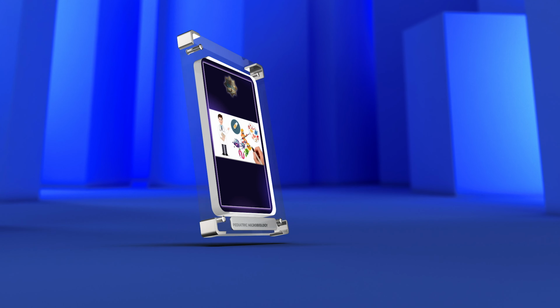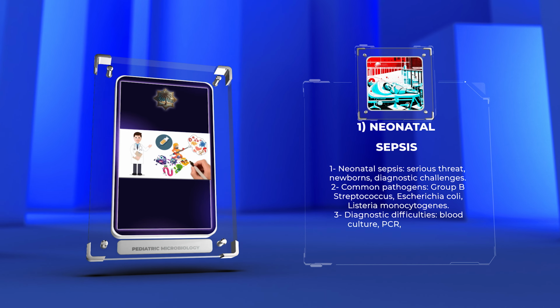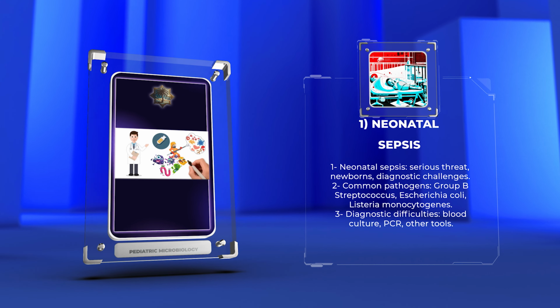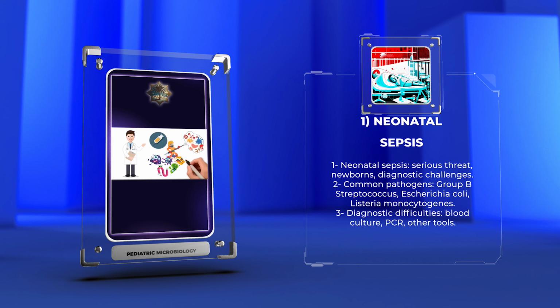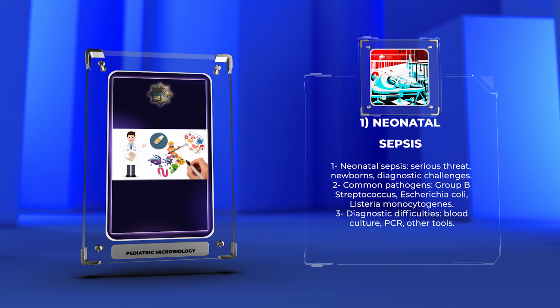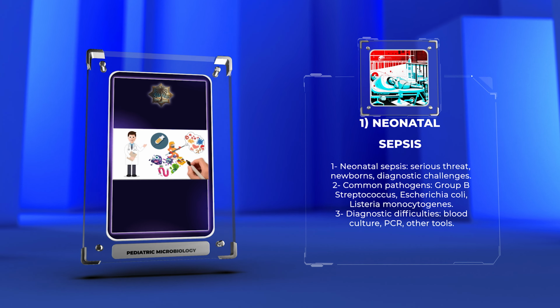Neonatal sepsis, a serious threat to newborns, poses diagnostic challenges due to vague symptoms and limited communication abilities. We will explore common pathogens like Group B Streptococcus, Escherichia coli, and Listeria monocytogenes. Diagnostic difficulties will be discussed, highlighting the importance of blood culture, PCR, and other tools.